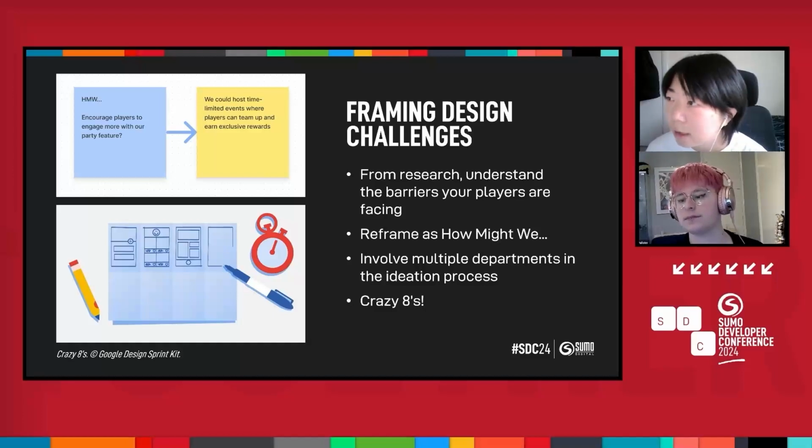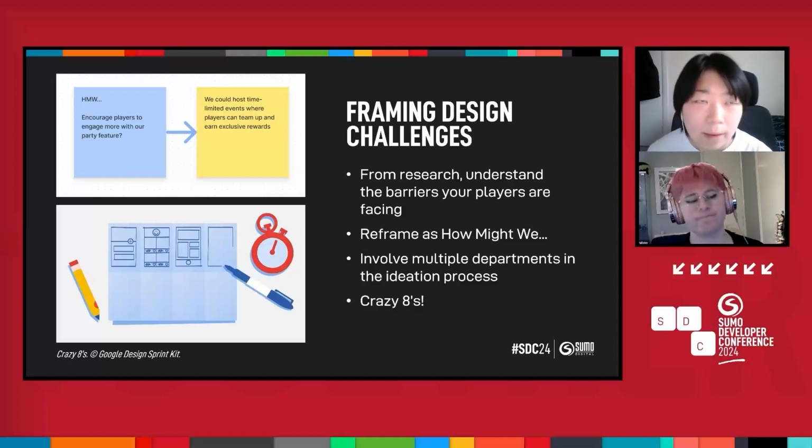Rather than quickly thinking of a solution like, let's slap on more UI, let's put a pip, the first solution that comes to mind, you can rephrase that problem as a how might we statement. For example, how might we encourage players to engage more with our party feature or social features? This opens up the statement and helps you phrase it in a way that creates a good foundation for ideation. It opens up the possibilities and gives you that space to explore other solutions than the one you would have thought of first.